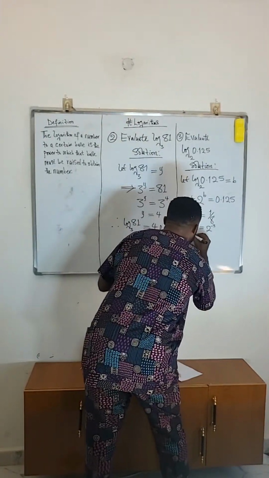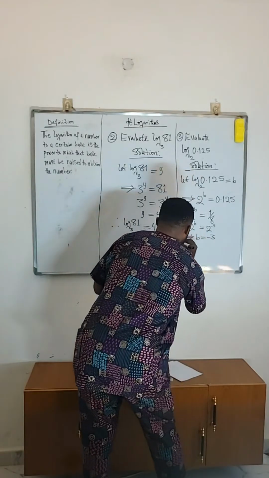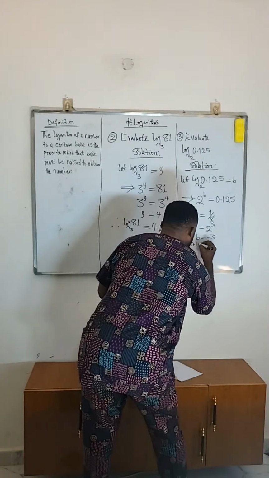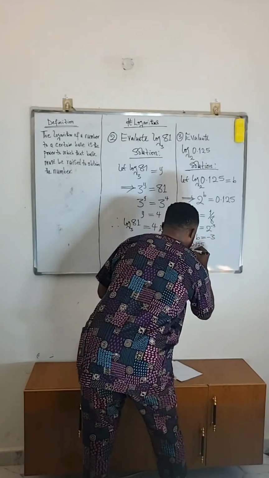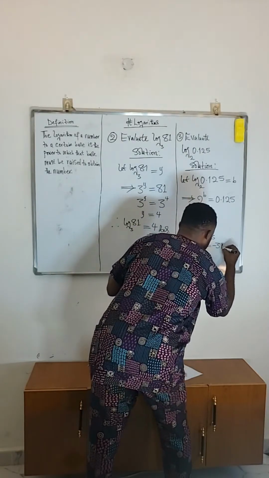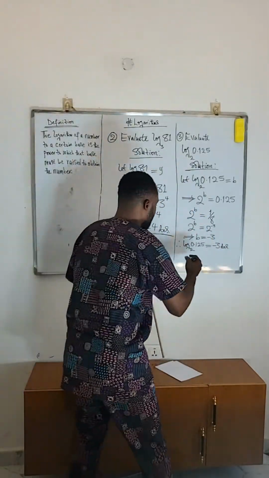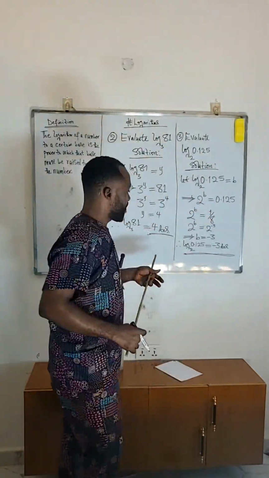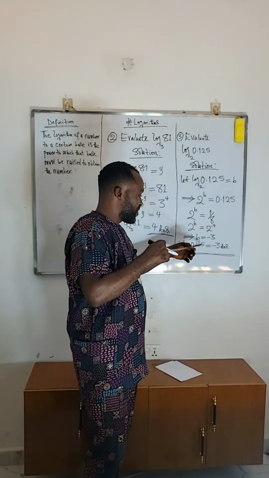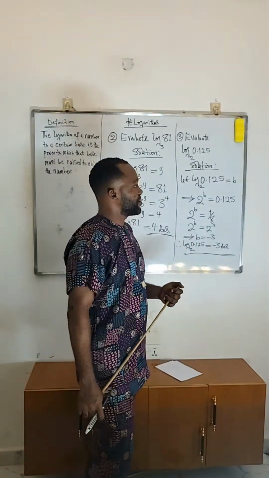This means that B equals -3. Therefore, log 0.125 in base 2 equals -3. All right, so this is the solution. Therefore, log 0.125 in base 2 equals -3.